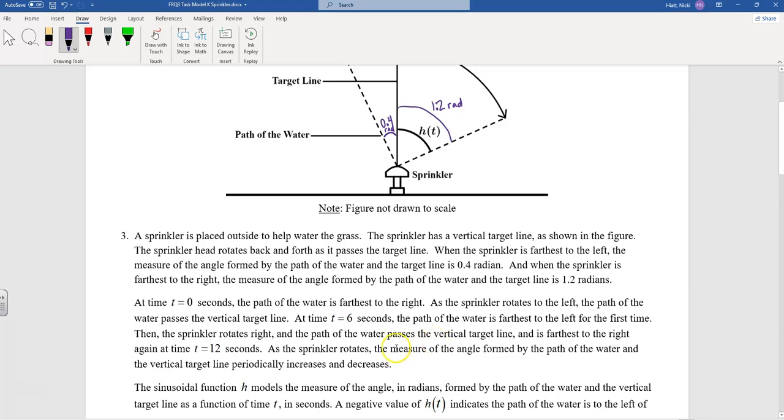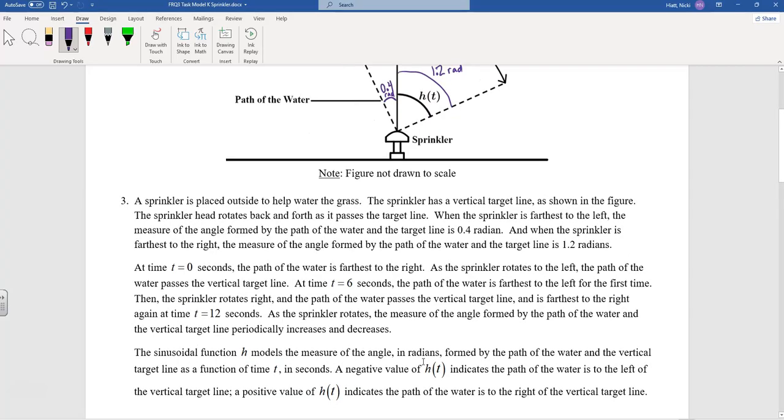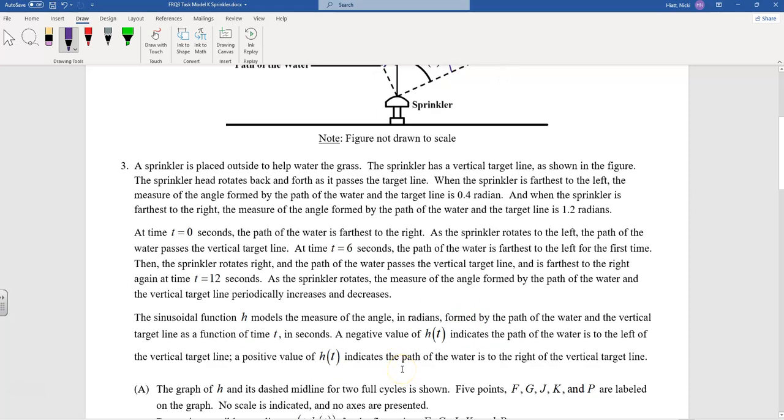As the sprinkler rotates, the measure of the angle formed by the path of the water and the vertical target line periodically increases and decreases. The sinusoidal function h models the measure of the angle in radians formed by the path of the water and the vertical target line as a function of time t in seconds. A negative value of h of t indicates the path of the water is to the left of the vertical target line. A positive value of h indicates the path of the water is to the right of the vertical target line.